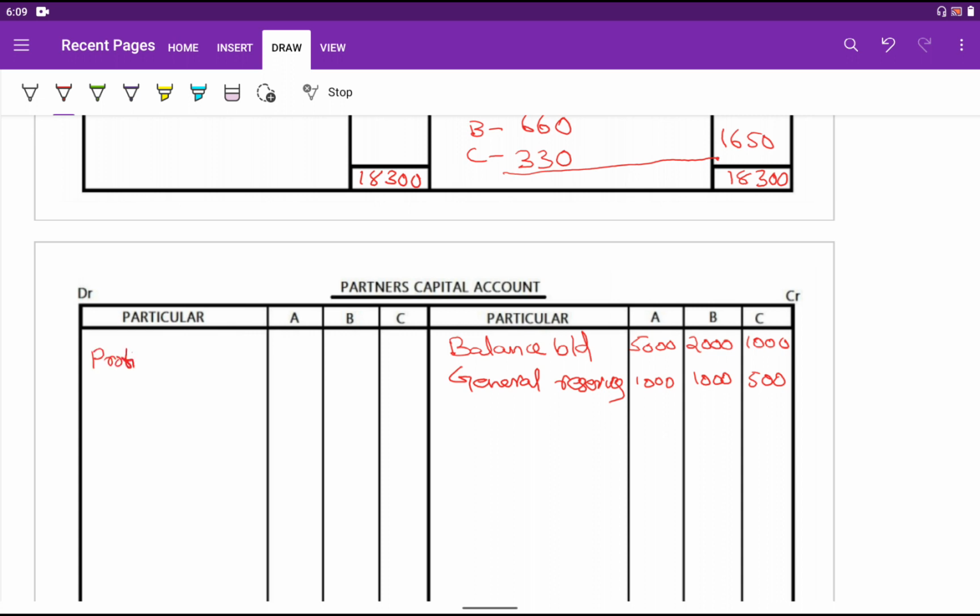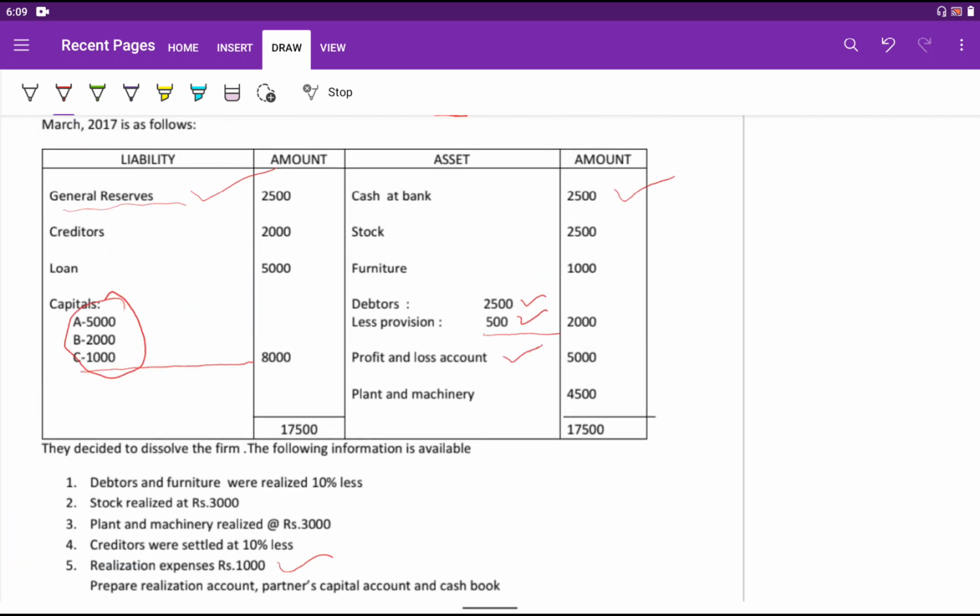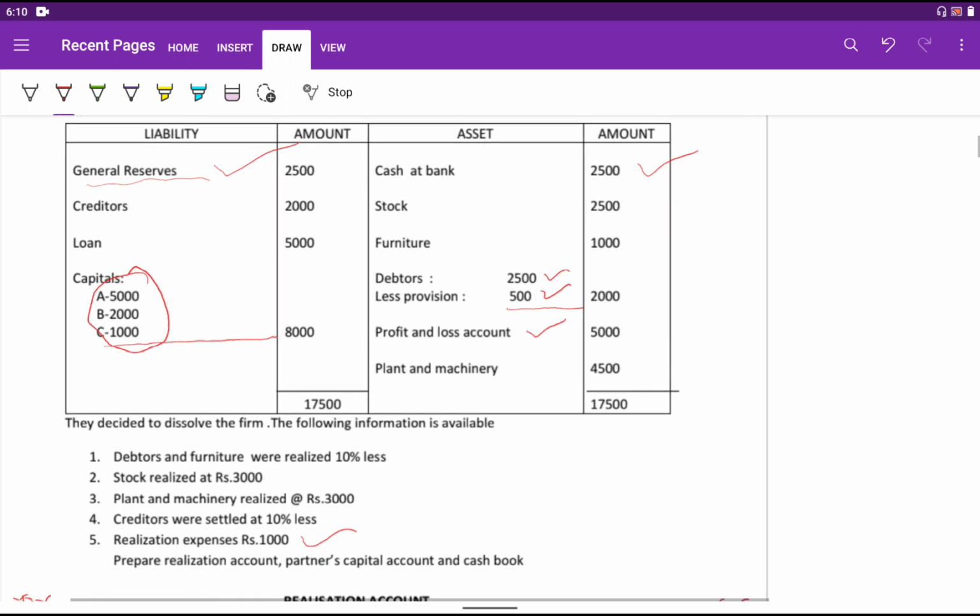Profit and loss account is coming on the asset side, so we will transfer it to the debit side of the revaluation, profit and loss account. If it is coming on the liability side, we can transfer it to the credit side. I told you, whatever things are coming on the credit side of the balance sheet, you can transfer to the debit side. Whatever things are coming on the debit side, that is the liability side, you can transfer to the credit side. So profit and loss is coming on the asset side, that means credit side.